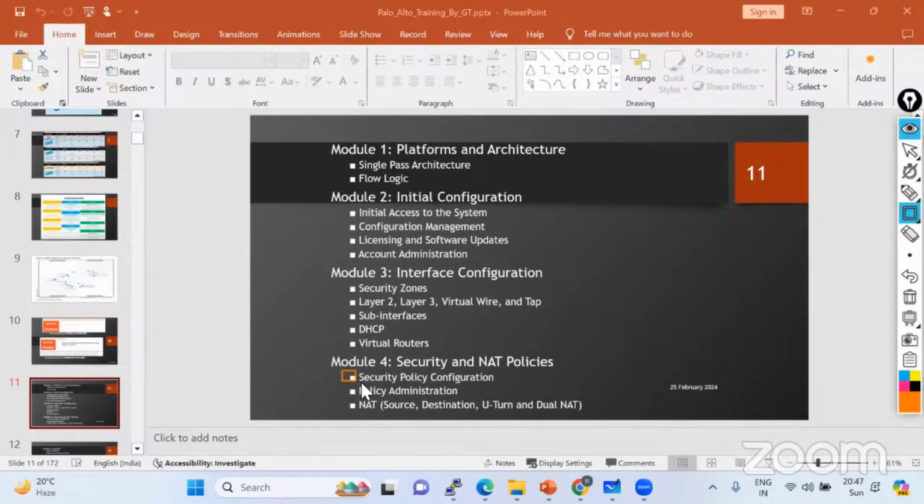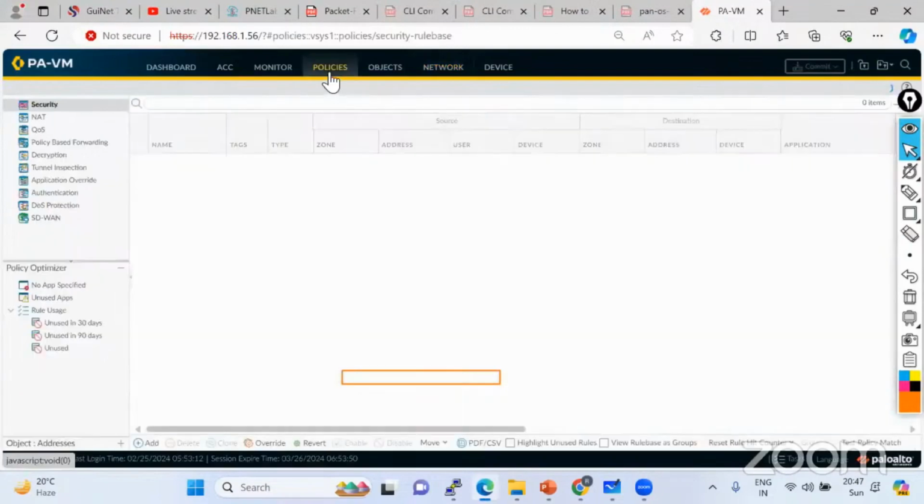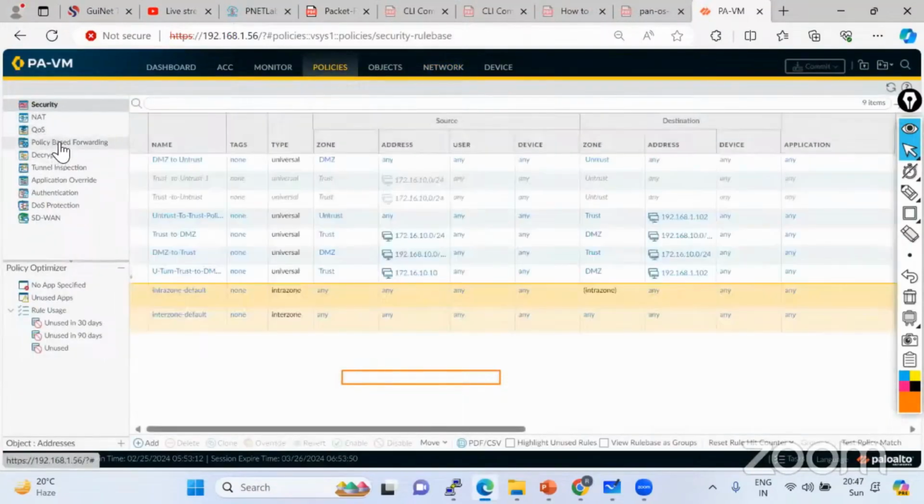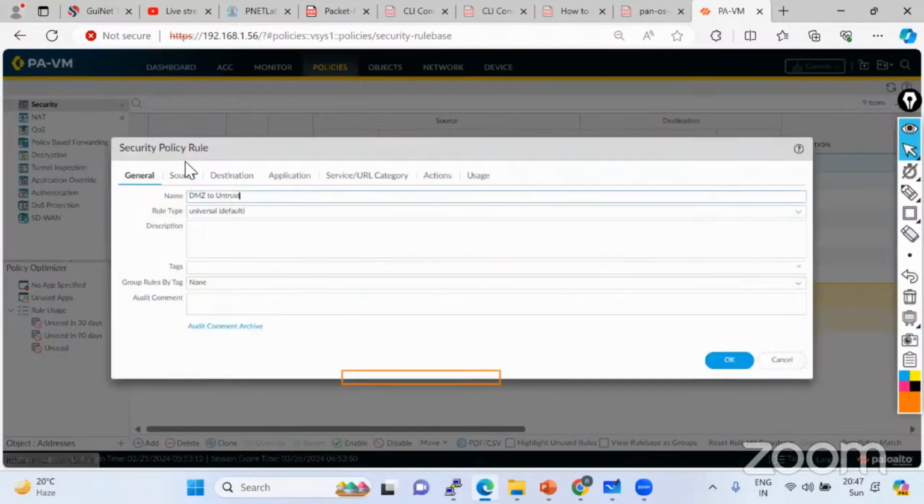So first we understand the policies. A policy is similar to an access control list, but an extended version of the access control list, with more options. Let me show you one of the policies so you can understand. If I go to the policies, we have the NAT policy, security policy, QoS policy, PBF policy-based forwarding, decryption, and tunnel inspection. You can see a lot of policies created.